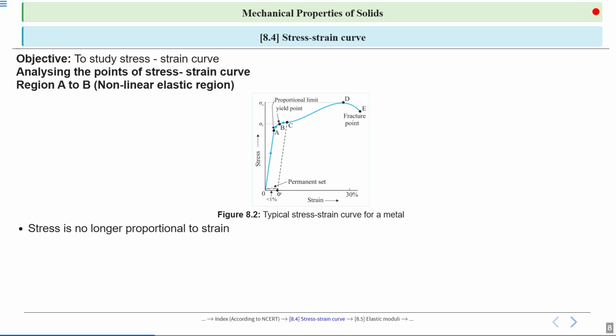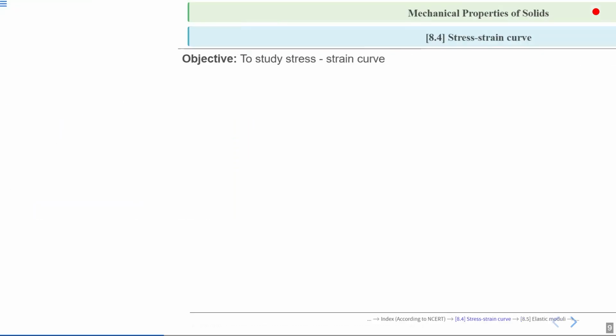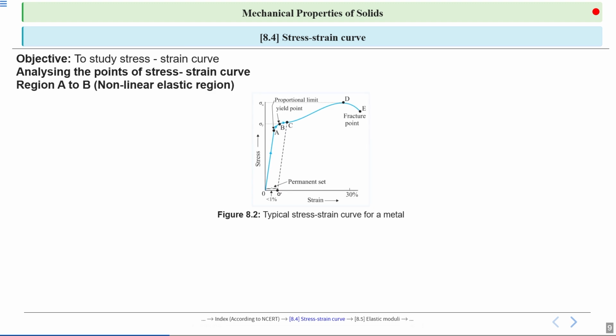Meaning the material's response is not directly proportional to the applied force. So notice here that stress is no longer proportional to strain. This means if we double the force, the deformation does not double. However, even in this non-linear region, the body will return to its original shape once the load is removed. So, let's discuss another point.